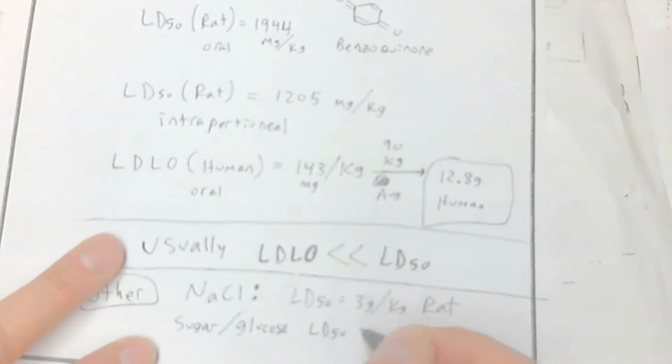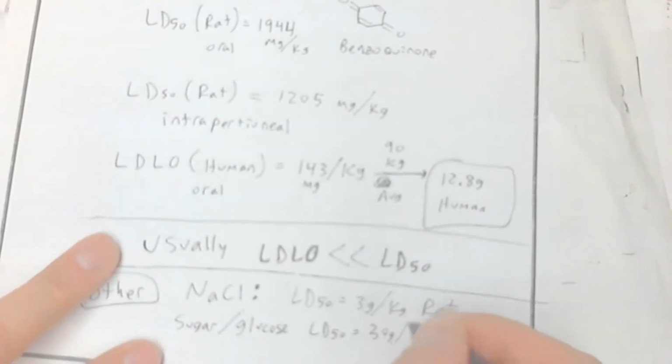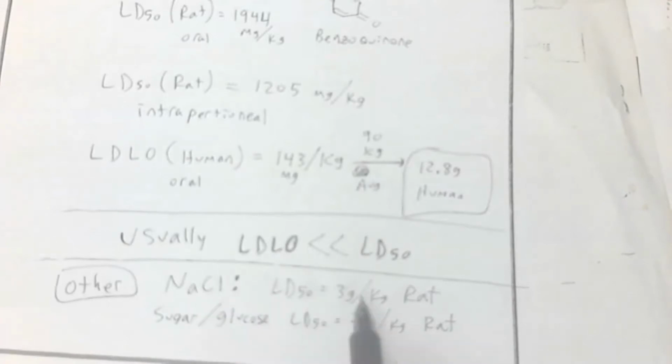LD50 is about 30 grams per kilogram in a rat. And, you know, you say, well, the sodium chloride is definitely a lot more toxic. I mean, or sugar is actually about 10 times less toxic.